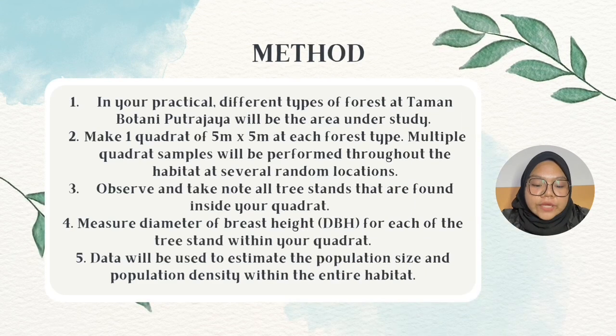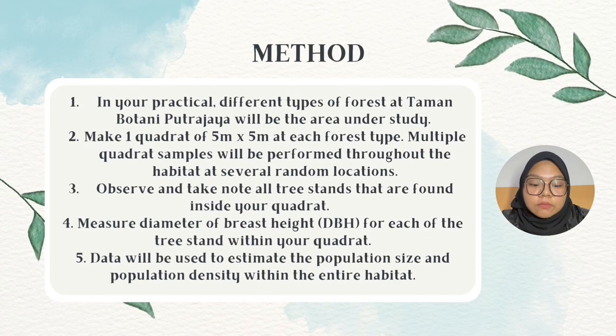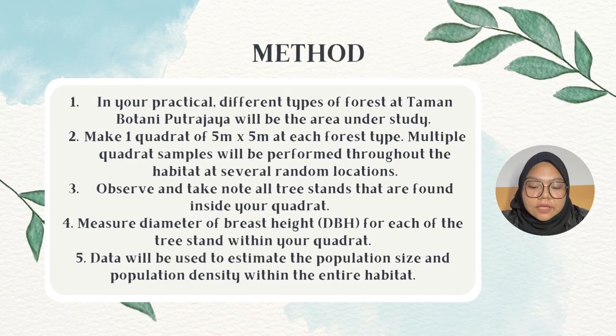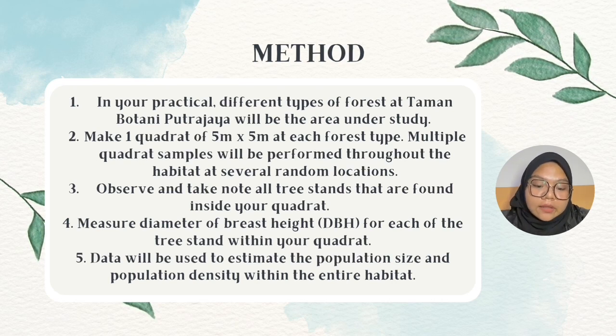Different types of forest at Taman Botanical Putrajaya will be the area under study. Second, make one quadrat of 5 meters by 5 meters at each forest type and take note of 3 stands that are found inside the quadrat. Measure the tree breast height or TBH for each of the 3 stands within your quadrat. The data will be used to estimate the population size and population density.